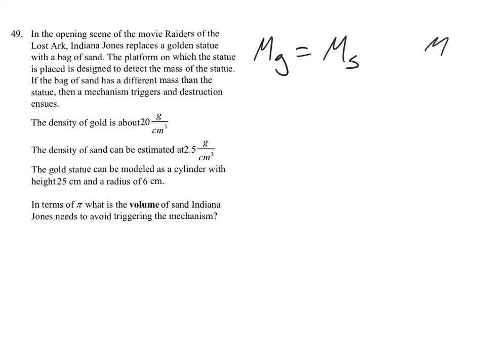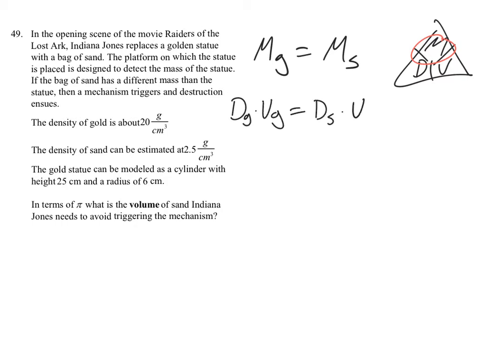Well, remember we had this little flux capacitor chart that we made, and if you look at mass, we could see that mass is equal to density times volume. So what I'm going to do instead is I'm going to say the density of gold times the volume of gold has to equal the density of sand times the volume of sand. And if you look down here, we're actually asking for the volume of sand. So we just need to solve for the volume of sand, which is no big deal.